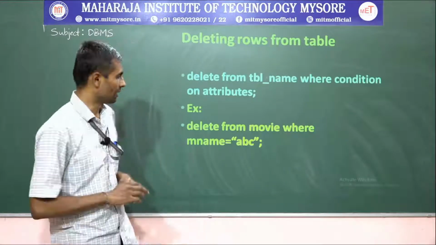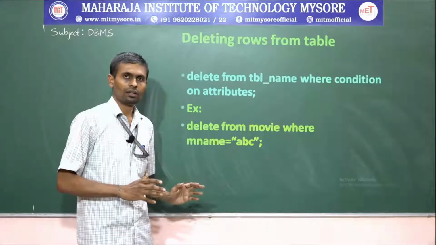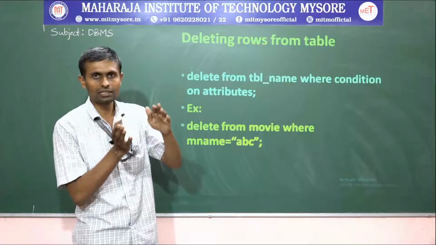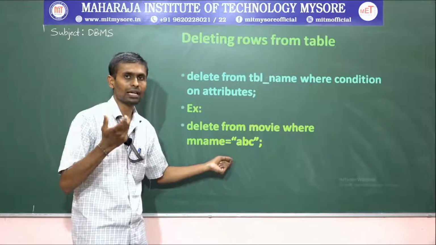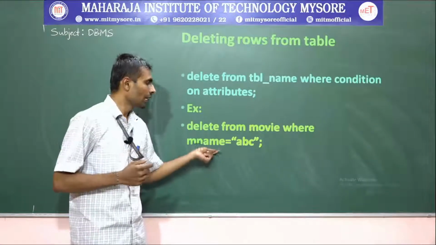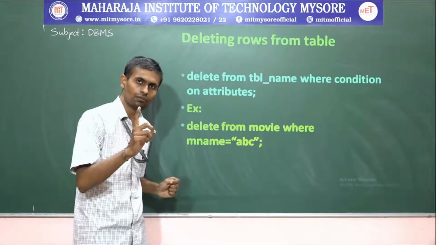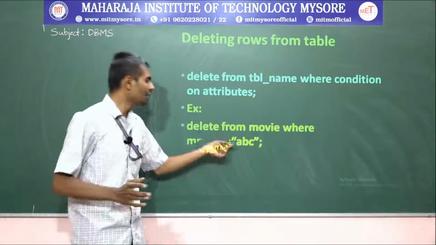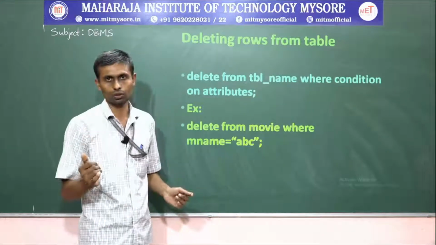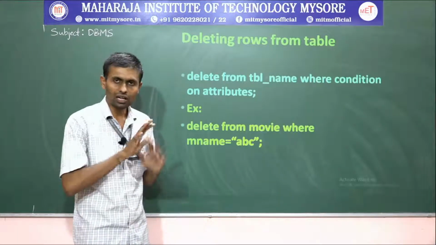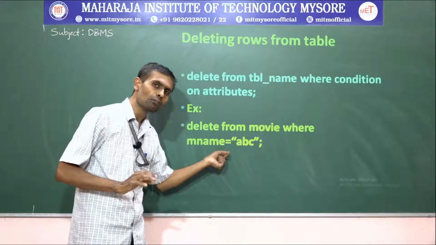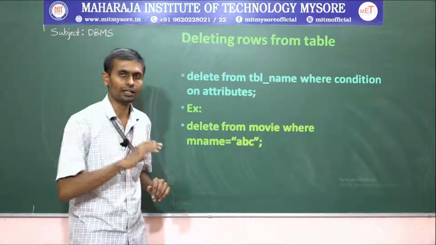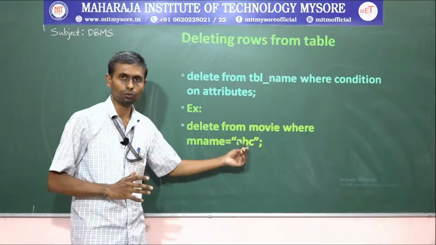Suppose, let us assume, friends, I am having a table where, let's say, 4 movies have the same name like ABC. During that time, does it delete only the first row of ABC or all 4 rows? It tries to match with all rows. All the rows which contain a movie name like ABC will be deleted from the table movie, right?